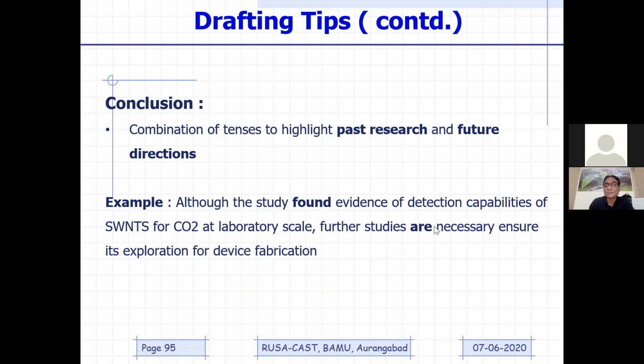So you can use present tense, and sometimes you can use future tense as well, like it would be useful for this and this purpose, and so on and so forth.